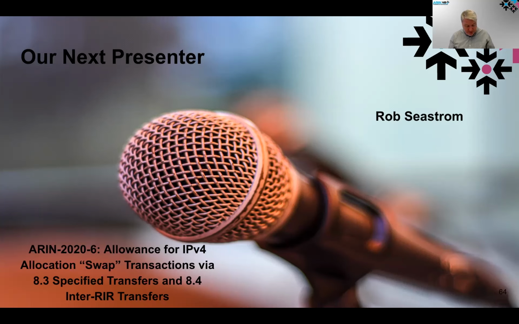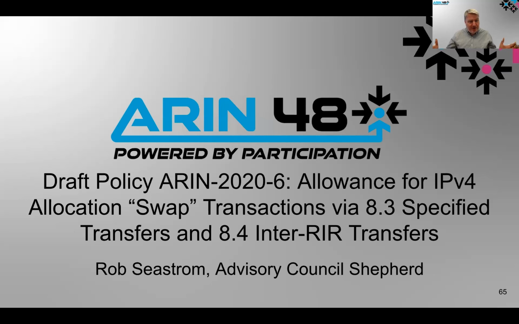The first one, ARIN 2020-6, allowance for IPv4 allocation swap transactions by 8.3 specified transfers and 8.4 inter-RIR transfers. As we do with every policy, the advisory council will pick one of its members who's been shepherding the policy to come up and present and give you all a bit of background on where we are. And that person to start us off will be Rob Seastrom. Rob, hopefully you will now appear magically. There we are. And you'll take it away.